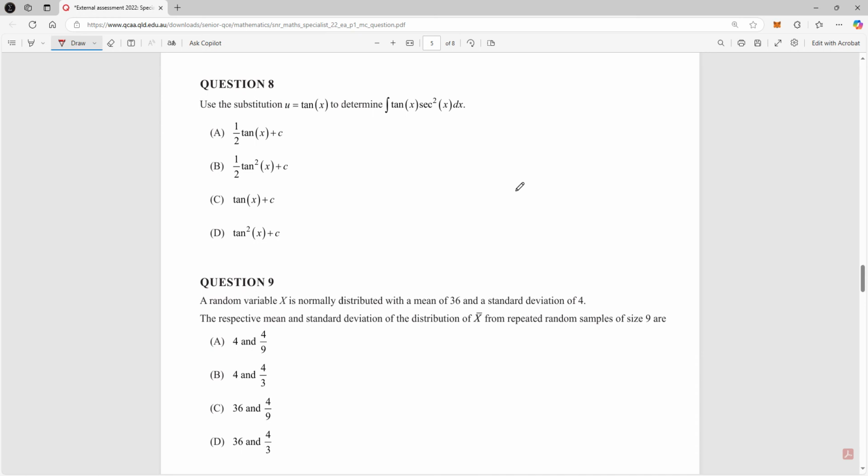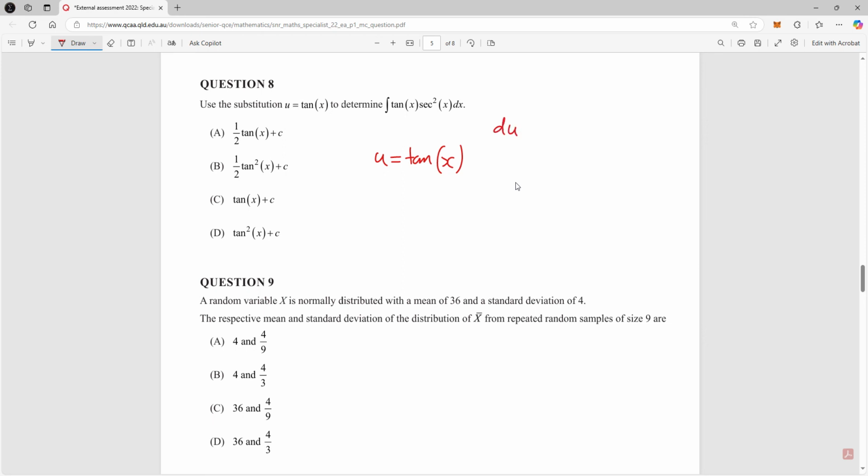Alright, question 8. Use the substitution u equals tan x to determine this. So, if I go u equals tan x, I can't just sub in my integral here because I have a dx and I have an x here. So I need to replace everything in terms of u. So here I need to figure out a du expression.